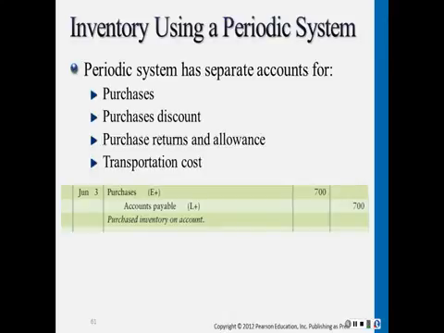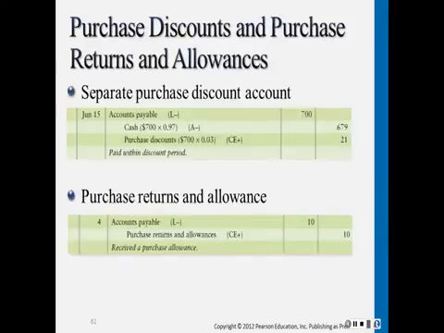All inventory systems use the inventory account, but in a periodic system, purchases discounts, purchases returns and allowances, and transportation costs are recorded in separate accounts. The entry to record the purchase and payment on account within the discount period includes a separate purchases discount account.